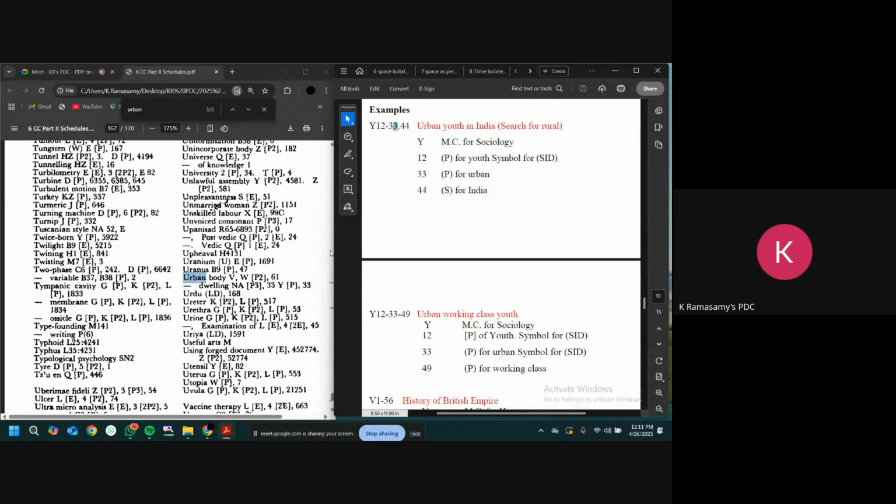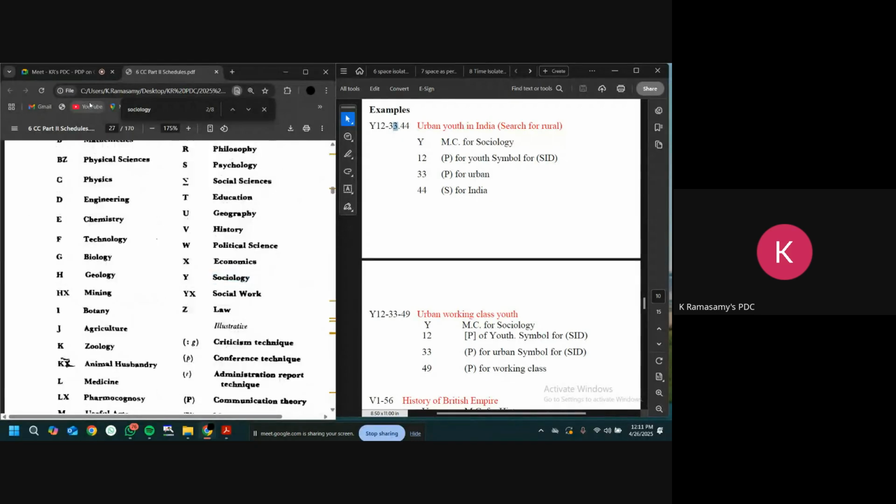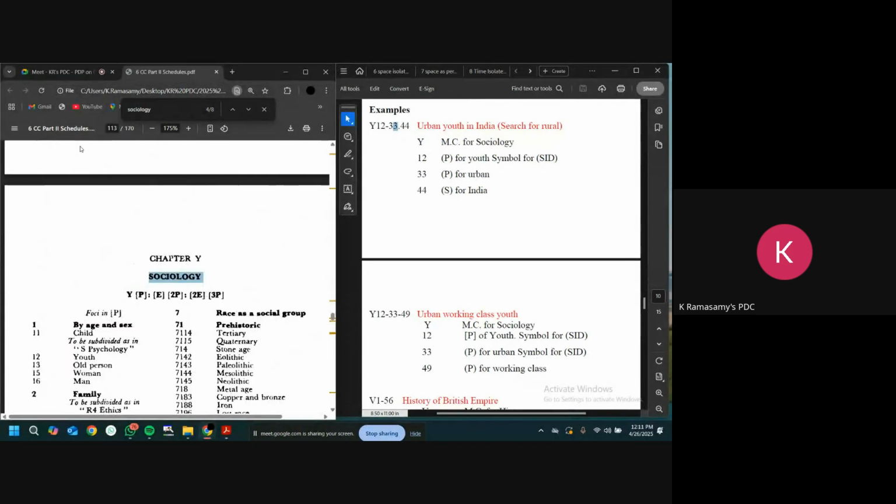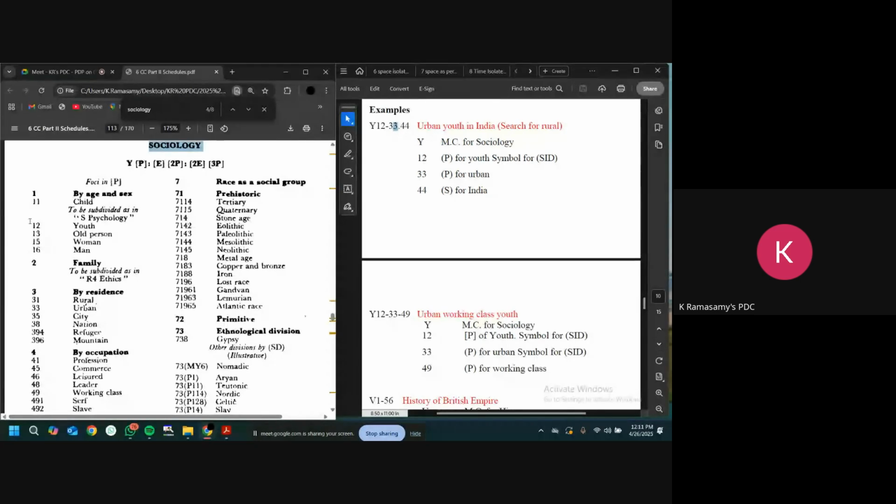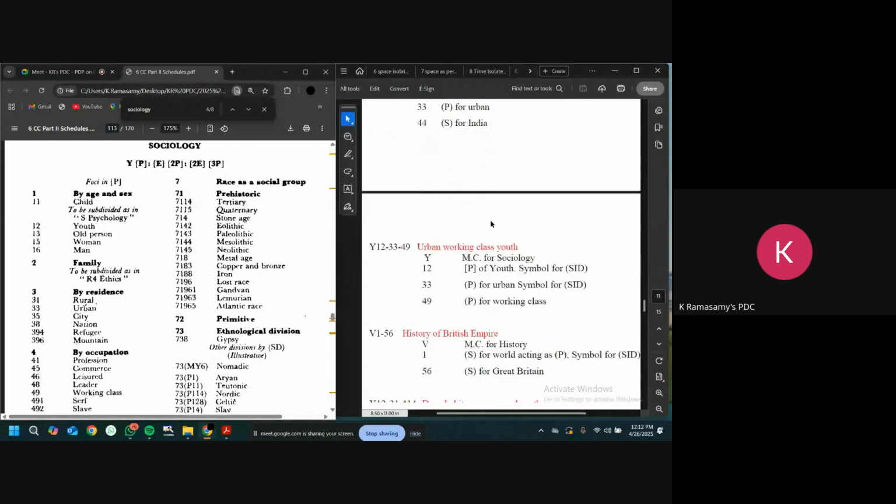For example, I go to sociology. See this sociology. Here, what is the number for youth? Number 12. 4C in P, this personality. What is the number for urban? Number for urban is 33. This also personality. When you want to join these two personalities to create a compound isolate, you can go for superimposition device.